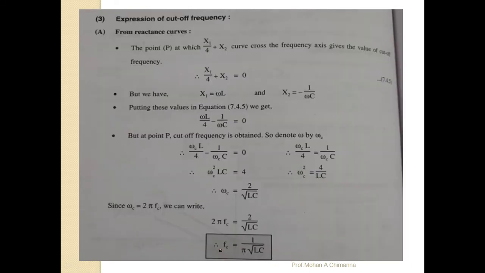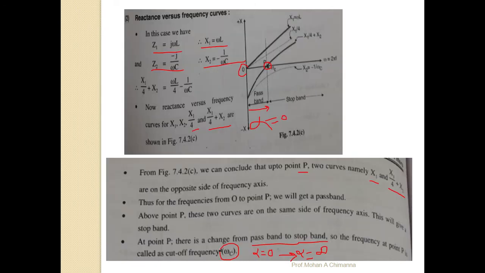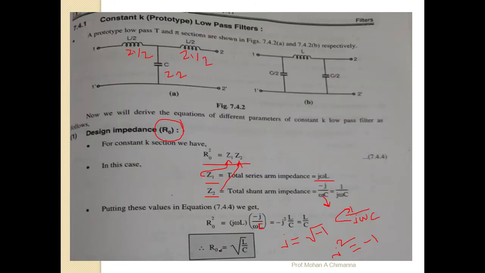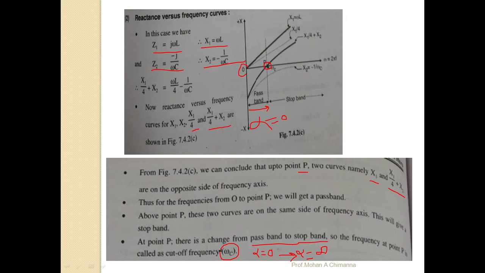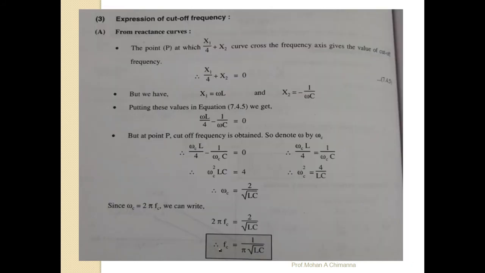So here we move towards the next. The first parameter we found is the design impedance, here R0. The second parameter we have seen is the reactance curve versus the frequency curve, and third is the expression for the cutoff frequency. For the third parameter, we calculated the expression of the cutoff frequency.